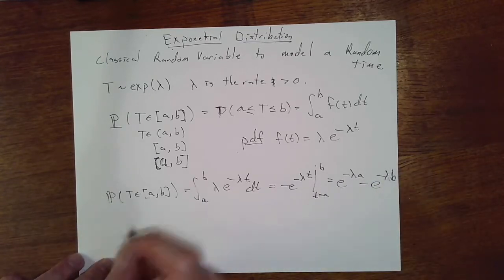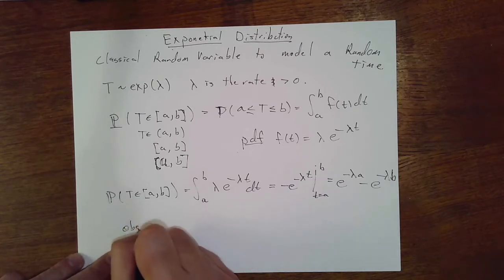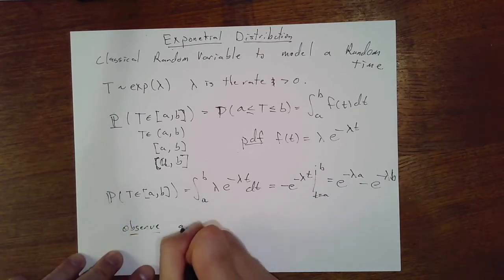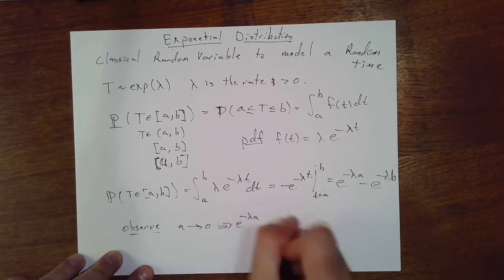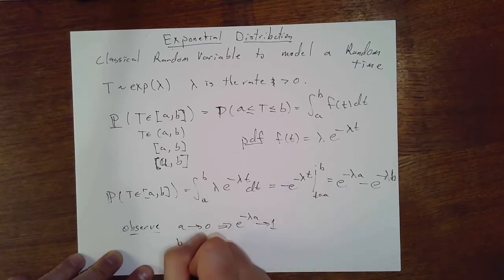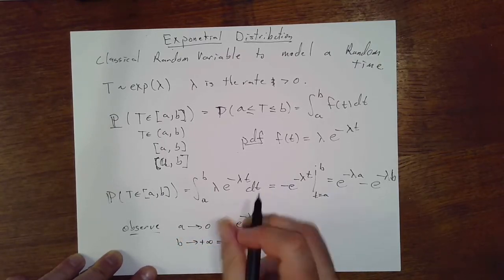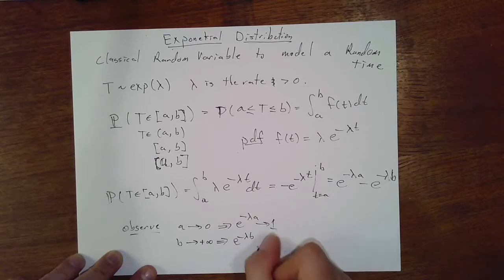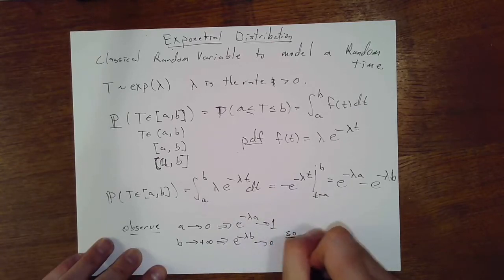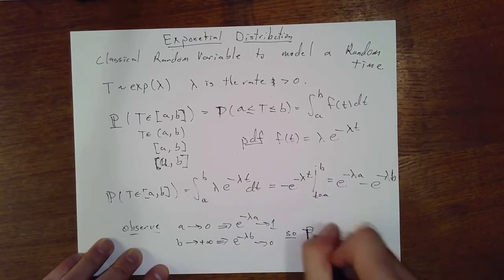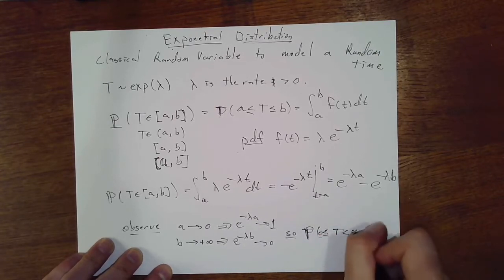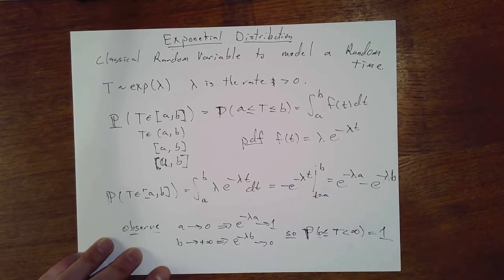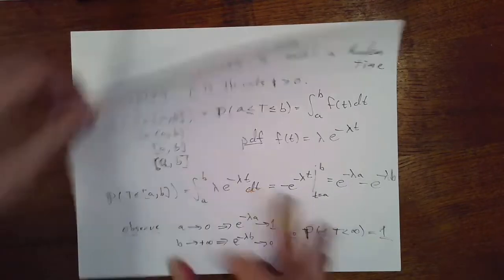All right, and before we go any farther, let's just make sure that everything makes sense. This is a positive random variable. That is to say that it gives probability 1 to the interval 0 to infinity. To see that, as a goes to 0, e to the minus lambda a goes to 1. And if b goes to infinity, e to the minus lambda b goes to 0. So, just as I said, the probability that t is in between 0 and plus infinity is actually equal to 1.